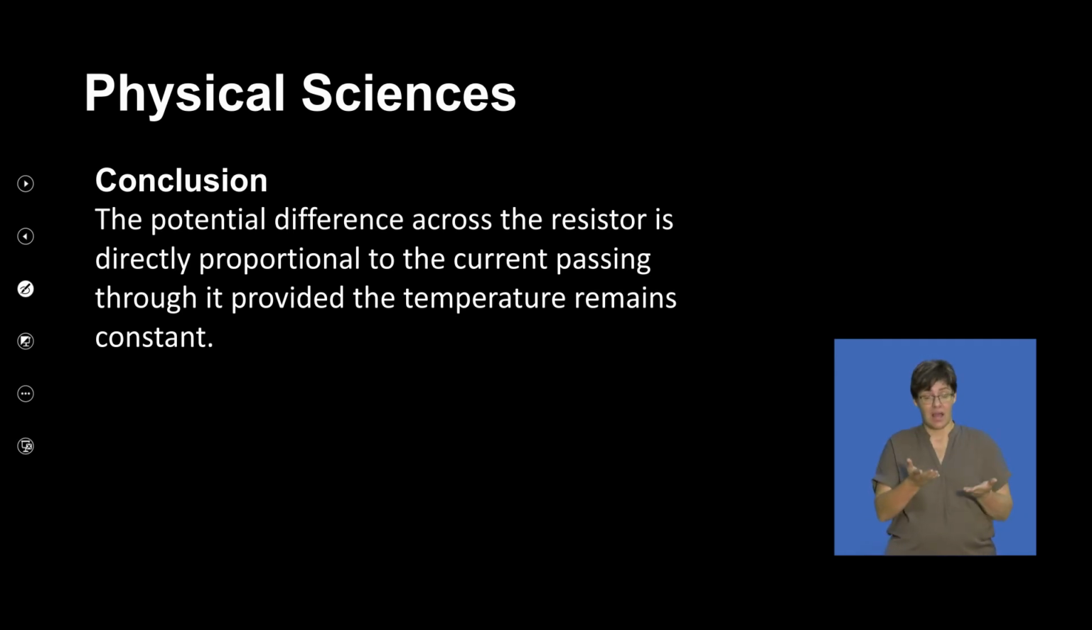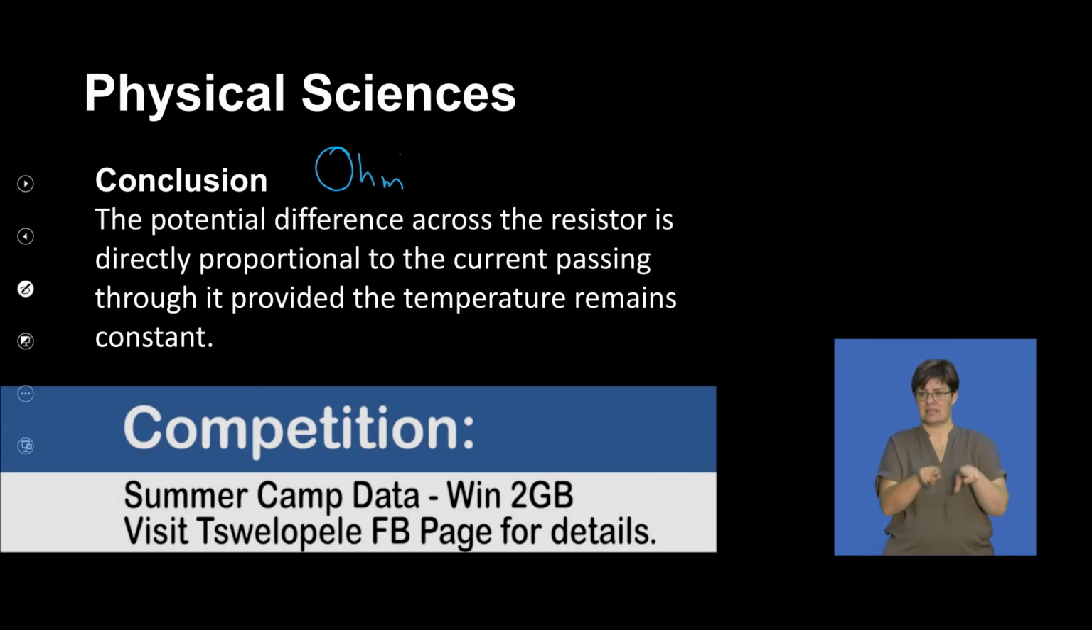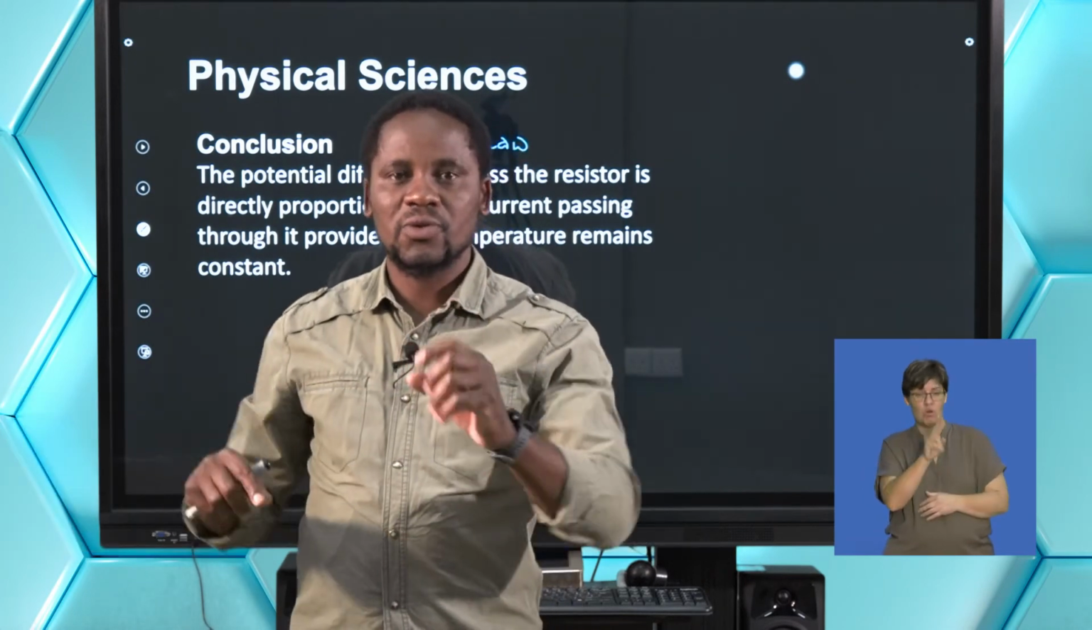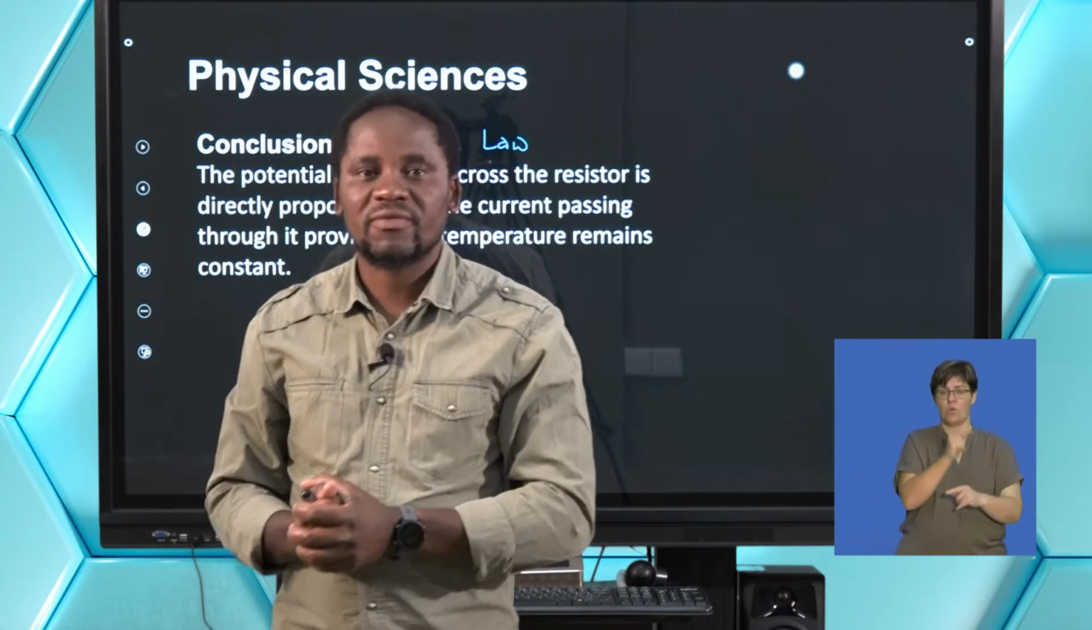Now that's how we arrive at Ohm's law. So that was it as far as this segment is concerned. In the next, third and final segment, we'll look at a scenario where instead of a resistor, we use a light bulb. Let's take a short break for now.